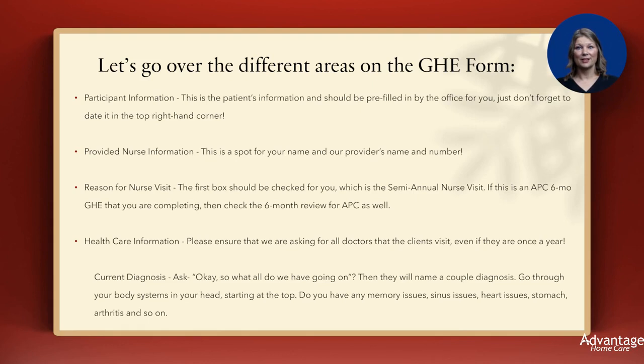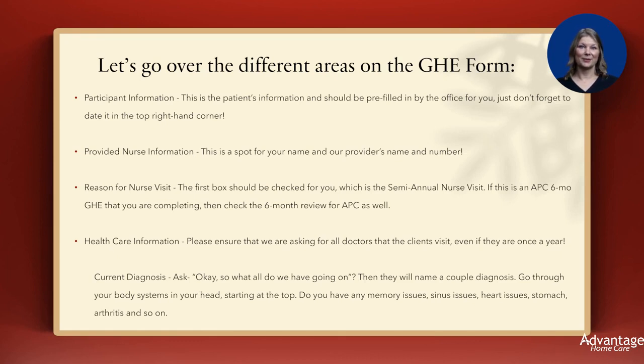Participant information. The patient's information should be pre-filled in by the office. Don't forget to date it in the top right-hand corner. Provider nurse information. This is for your name and our provider's name and number. Reason for nurse visit. The first box will be completed for you by your office with semi-annual nurse visit checked. If this is an annual personal care, 6-month GHE visit being completed, you will then check the 6-month review for APC as well.